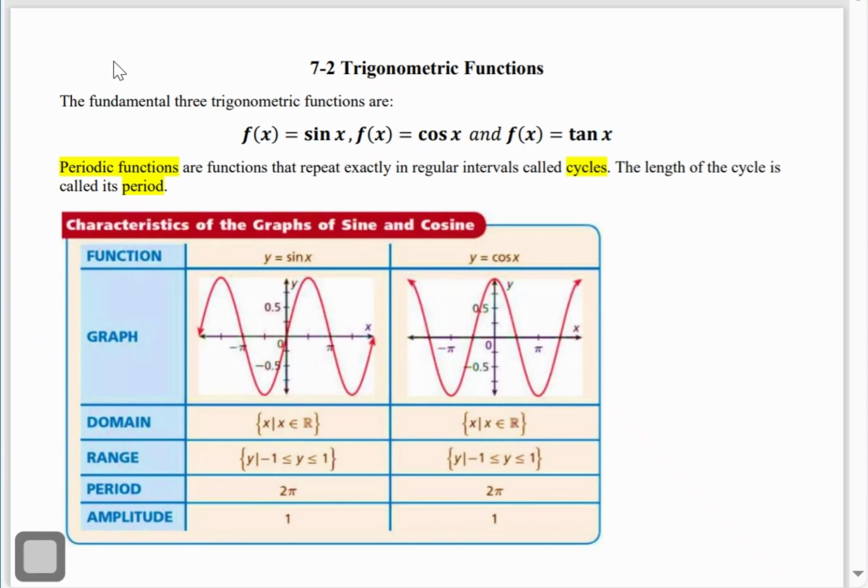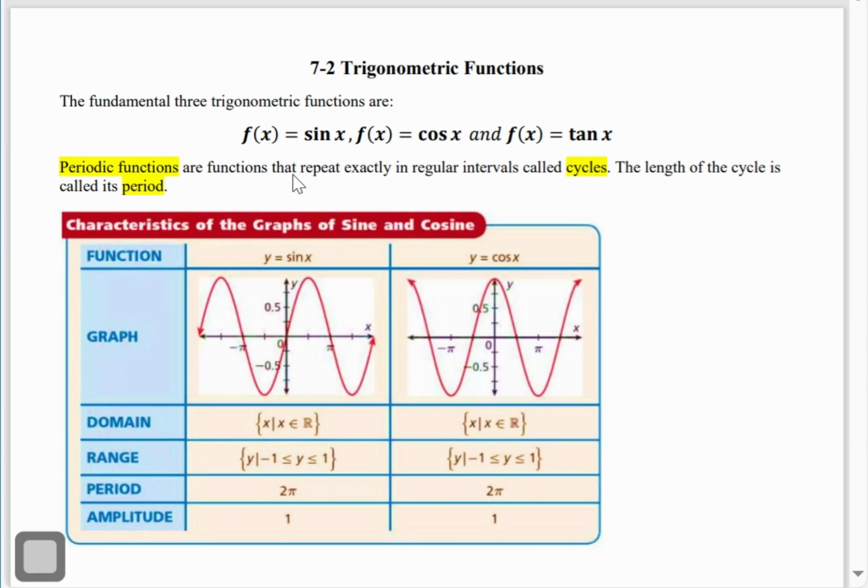Hello dear students, in this section I'm going to talk about trigonometric functions, 7.2, chapter 7, section 2. We have the three fundamental trigonometric functions: f(x) equals sine x, f(x) equals cosine x, and f(x) equals tan x. In this section we are going to talk about sine x and cosine x.